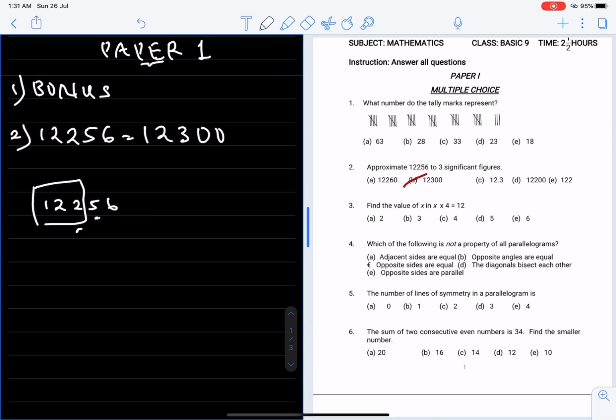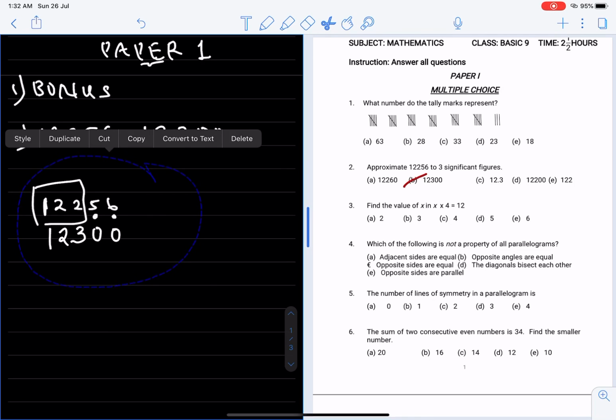So here, the digit after the third significant figure is 5. So we add 1 to 2, and that makes it 3. The 2 before it remains what it is. The 1 at the beginning remains what it is. And we change 5 and 6 to zeros. So that's how it becomes 1, 2, 3, 0, 0, which is 12,300.